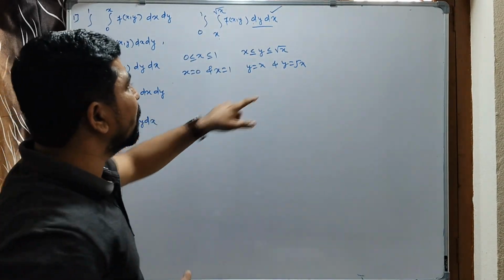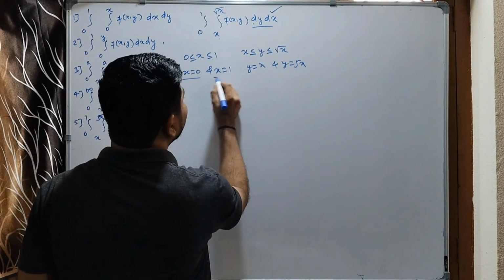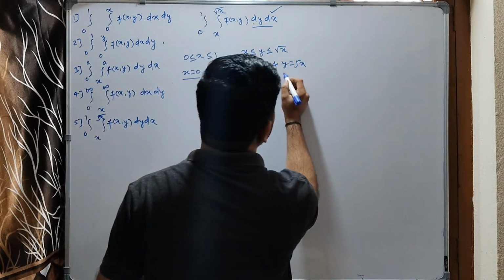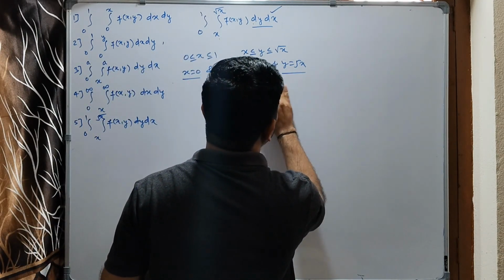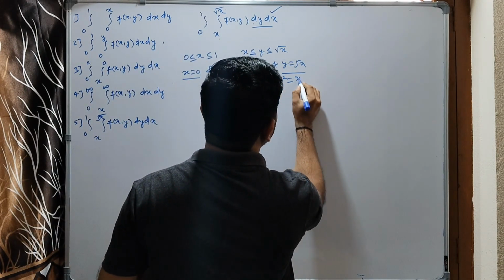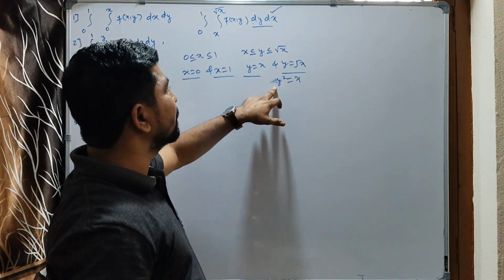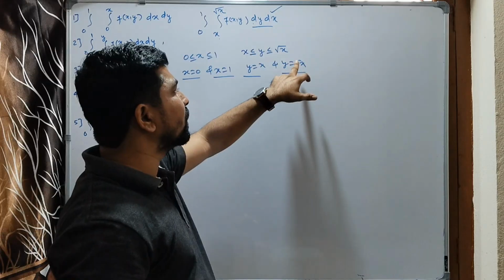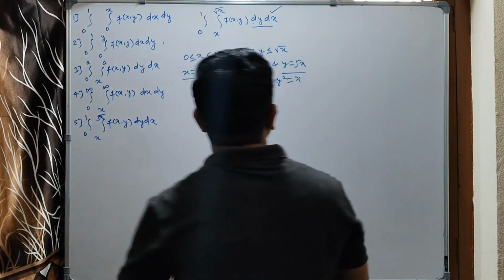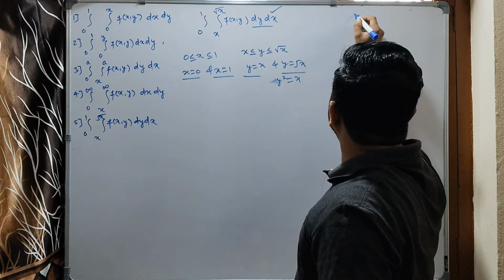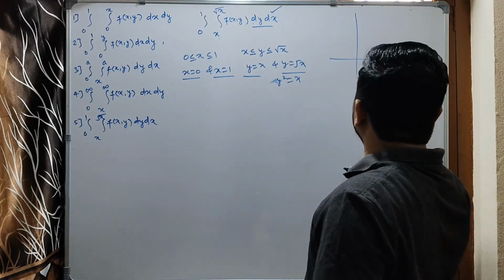So we have x equal to 0, x equal to 1, the line y equal to x, and y equal to root x. I will write this as y square equal to x: taking squaring on both sides, the square and square root cancel, and this becomes x. Now I want to draw the region with the help of these intervals.